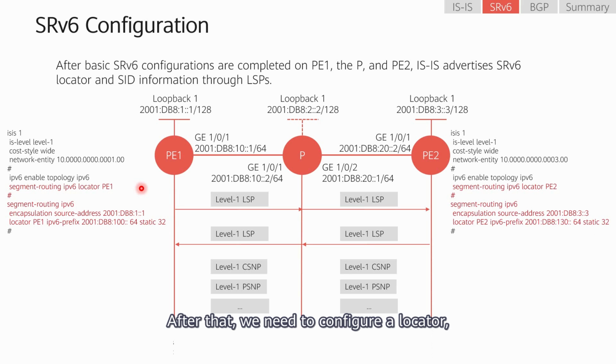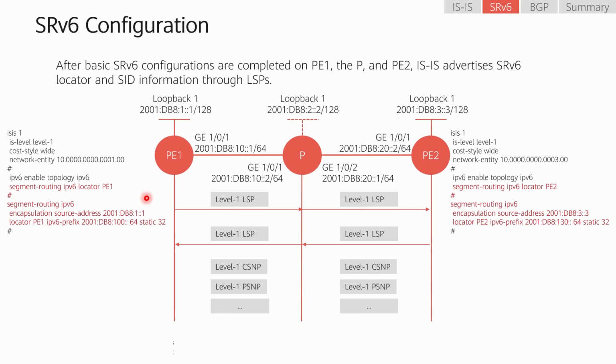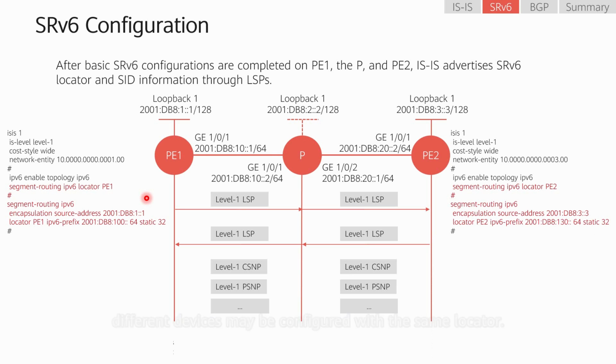After that, we need to configure a locator, which is an IP address prefix. Here, 64 indicates the prefix length, and 32 indicates the length of the segment that can be allocated to static SIDs under the locator. In this way, we can use the locator to represent P1. In most cases, you are advised to ensure that each locator is unique in the SRv6 domain. But in some multi-source protection scenarios, different devices may be configured with the same locator. That's all about basic SRv6 configurations.